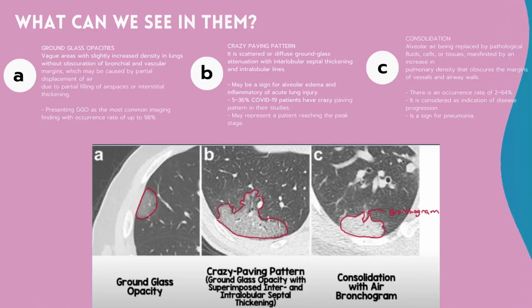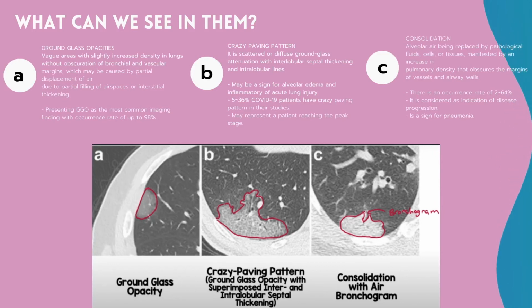When performing a CT scan, we can see ground glass opacities. There are vague areas with slightly increased density in lungs with obscuration of bronchial and vascular margins, which may be caused by a partial displacement of air due to the partial filling of air spaces or interstitial thickening. Presenting ground glass opacities is the most common imaging finding with occurrence rate up to 98%.